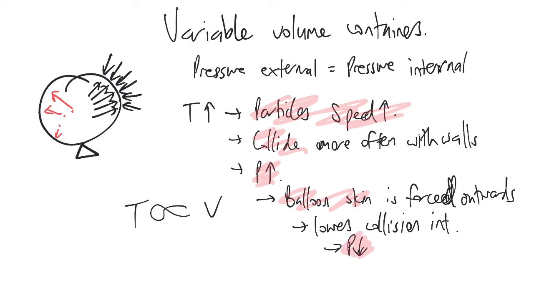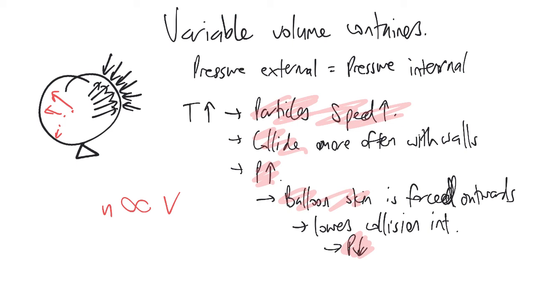So if you are wondering what the other relationships are, the number of moles will be proportional to the volume. So if you increase the number of moles, you'll increase the volume, okay, because you're going to have more collisions with the walls because you've got more particles, which means the pressure will increase, which means the balloon skin is forced outward again, and then it lowers the collisions internally, which will reduce the pressure, which will bring it back to equal, okay?